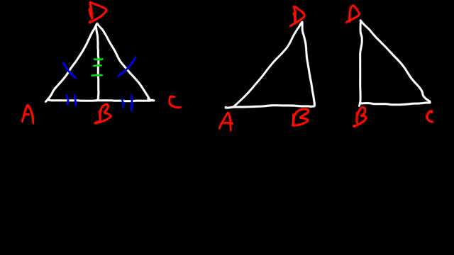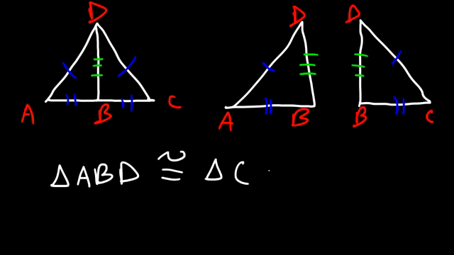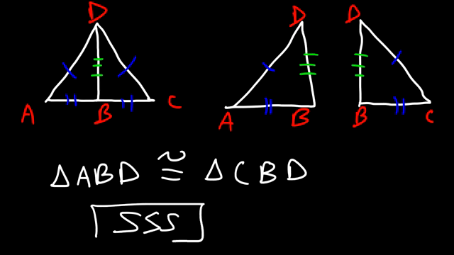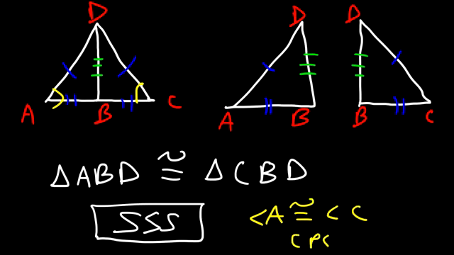So we can see that AD and DC are congruent because that's given to us. AB is congruent to BC. And also, DB is congruent to itself based on the reflexive property. So thus we could say that triangle ABD is congruent to triangle CBD according to the SSS postulate. Now, using CPCTC, we can make a statement that, let's say, angle A is congruent to angle C based on CPCTC.